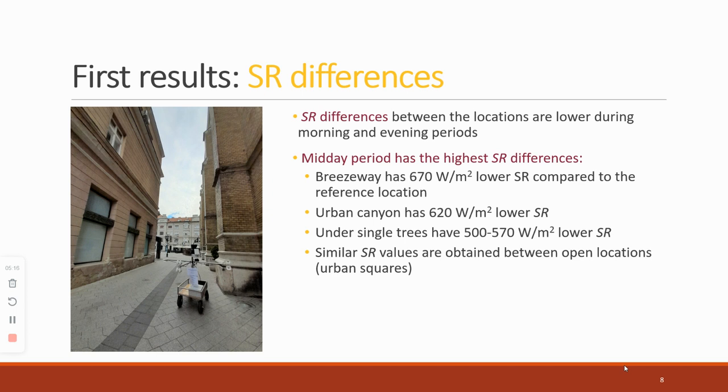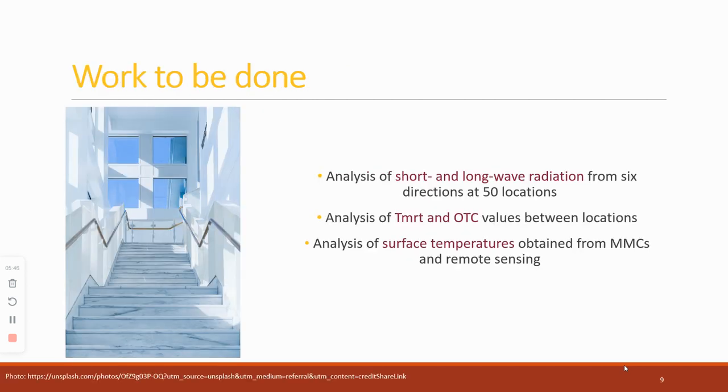And of course, during the midday period, the differences were the highest. The breezeway also had the best performance. The urban canyon also showed very good performance. Single trees had a bit lower, but also significant performance. Similar solar radiation values were obtained for all open spaces, which is also something that we already expected.